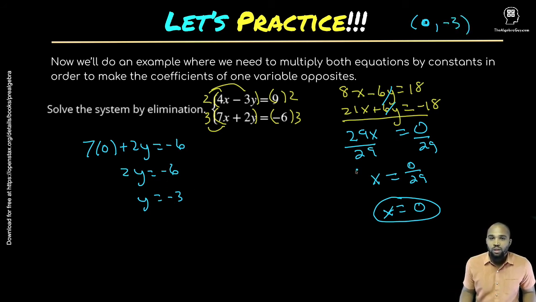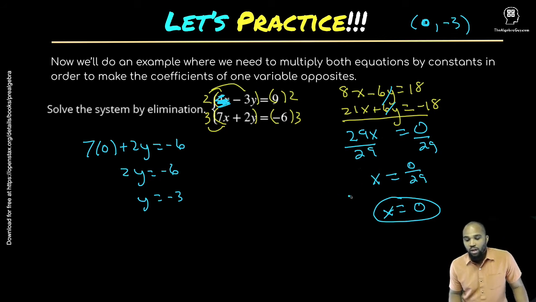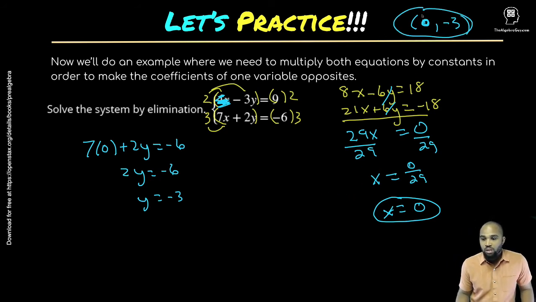And if you were insecure about whether that's right, I'm always wanting to double check. Just put the 0 in the other equation. So if I put the 0 here, then that's 4 times 0. This goes away. I'm left with -3 times something gives me 9. Well, -3 times -3 gives me a positive 9. So now I know for sure that this is the solution.